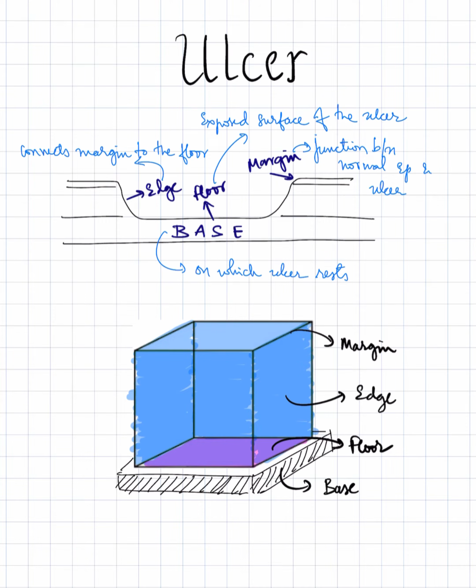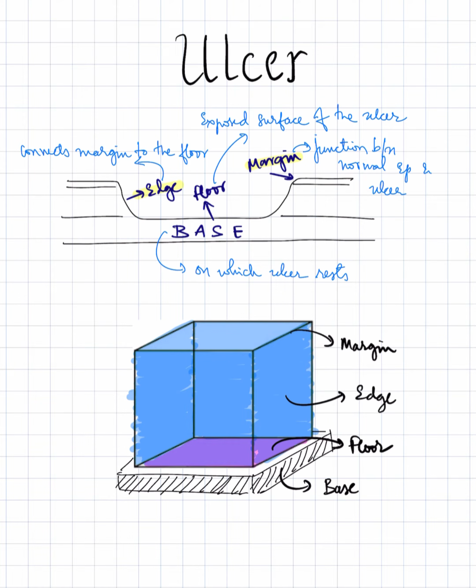In this video, we will be learning about the different parts of an ulcer and the types of ulcers. So an ulcer has a margin, an edge, a floor and a base. The margin of an ulcer is the junction between the normal epithelium and the ulcer. And the edge is what connects the margin to the floor.